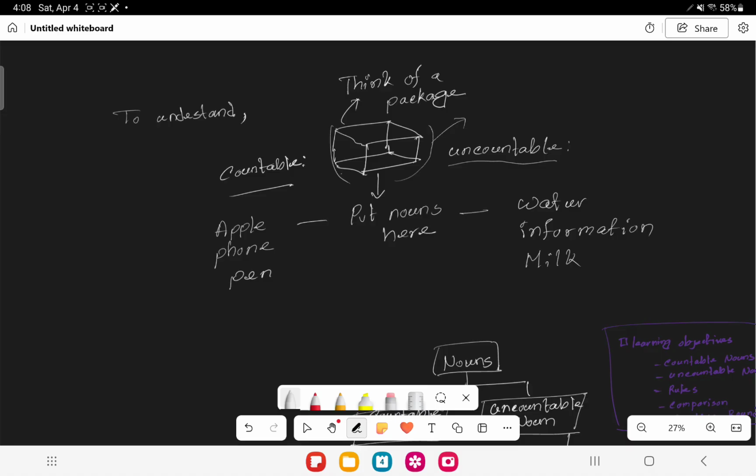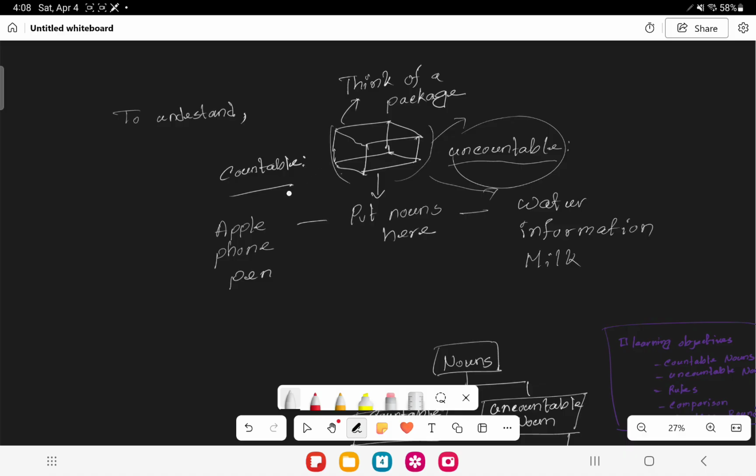And then again, you are putting water in this package, you are putting information, you are putting milk in this package. Can you count it? No, there is no way you can count how much water, how much information, or how much milk in this package. Then those are uncountable nouns.